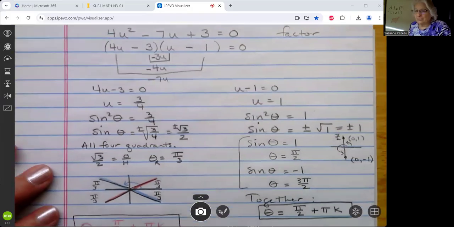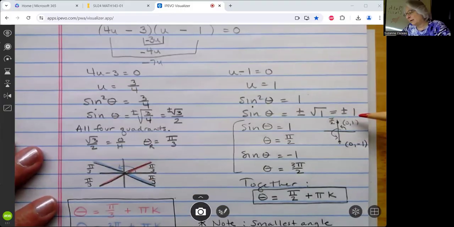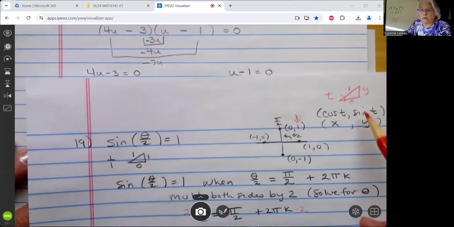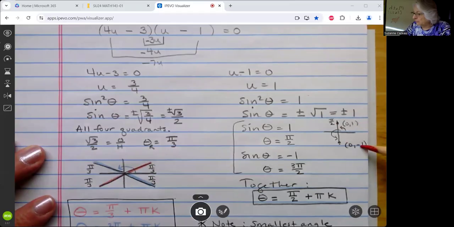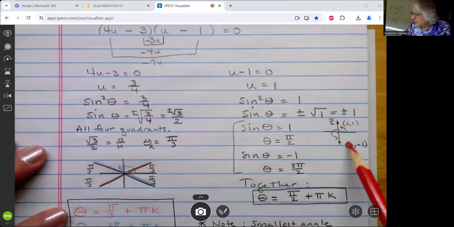So now, like we did on that other problem, you want to think, well, where is the sine equal to 1 and where is the sine equal to negative 1? And remember, the sine was the y coordinate, right? So we want the y coordinate to be 1 or negative 1, and that's here and here, right? So that's going to be at pi over 2 and then at 3 pi over 2. That's where you're going to get sine as 1 and sine as negative 1. So theta is pi over 2 and theta is 3 pi over 2.